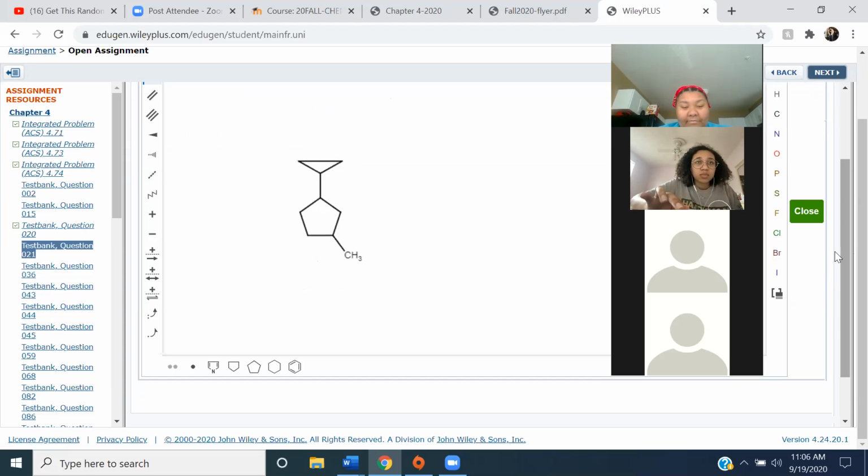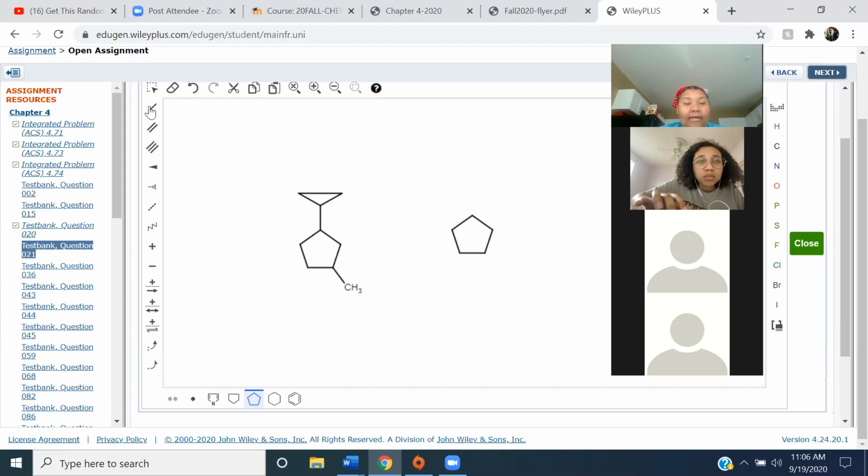The triangle is the cyclopropyl part. Yes, that's a cyclopropyl. It's off of the 1. So I took the single bond like this, and then I did bloop, bloop, and bloop. Then I took the single bond to do the methyl at 3. Okay. Cool? My triangle didn't come out that cute, but thank you.